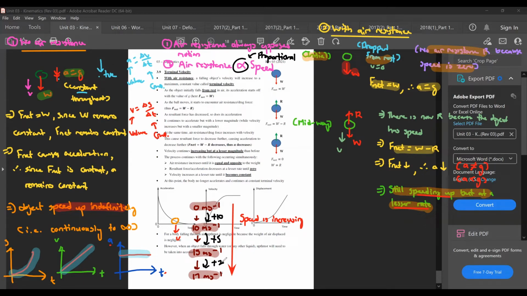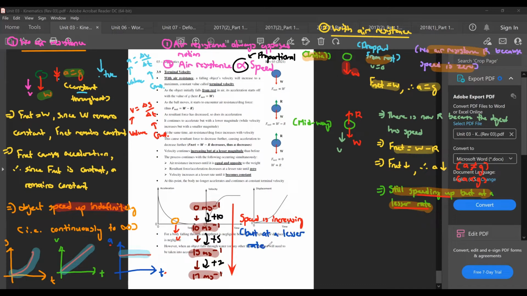So you see, when I say speed is still increasing, or still speeding up, by a lesser rate, what I'm actually referring to is this. My speed is still increasing. I'm still speeding up, but with each passing second, I'm not increasing in speed as much as before. So this one I would say speed is increasing, but at a lesser rate. This is one thing.